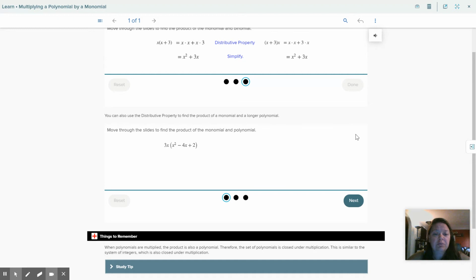You can also use the distributive property to find the product of a monomial with a longer polynomial. Move through the slides to find the product of the monomial and the polynomial. So this time they gave us 3x times the quantity x squared minus 4x plus 2. So we're going to take that 3x and distribute it to everything inside of the parentheses. So 3x times x squared, 3x times negative 4x, and 3x times 2. Notice that the minus sign stays with that 4, right? Because 4x is negative in this case, so the minus sign has to stay with it.